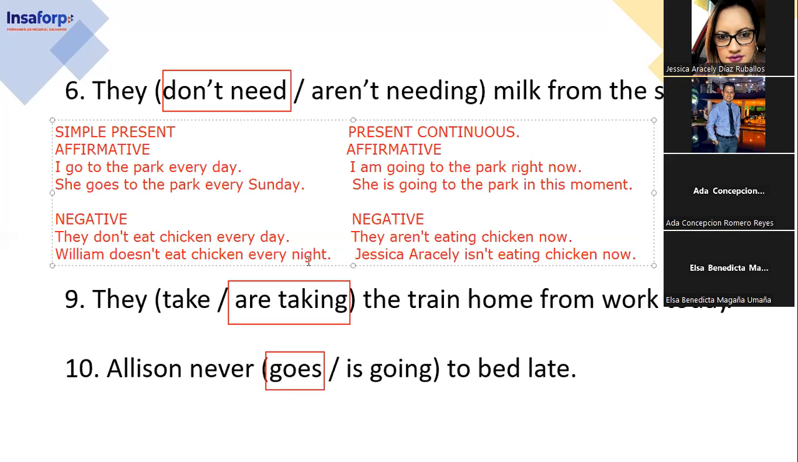Now, notice the auxiliary. They do not, then the verb, eat, and then the complement, right? And in present continuous, we use the verb to be. Notice that all the time, the verb to be: am, are, and is, right? Then the present participle of the verb eat, we say eating. In the simple present, we say only eat. But in the present continuous, we say eating, right? William doesn't eat. Again, look. I use do and does, and then the verb, right? But in the case of Jessica Araceli, we say isn't because it's third person singular, she, he, and it, right? And we add ing to the verb, right? This is in the negative.